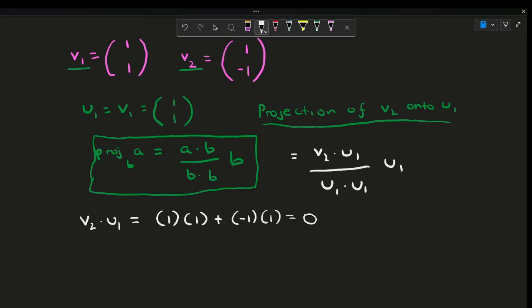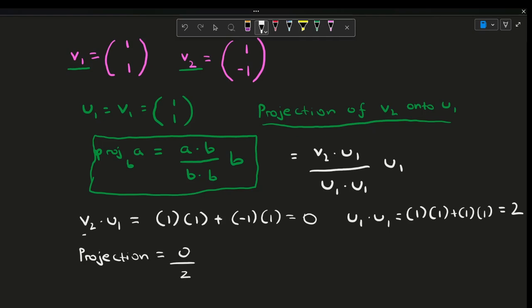Now let's find the dot product of u1 and u1. That is just 1 times 1 plus 1 times 1, which is 2. So this is the second dot product. That's how easy it is. Now let's find the projection. The projection is equal to 0 over 2, because it's this divided by this, times u1, which is just 0. So we write it as 0, 0. So that is our projection.